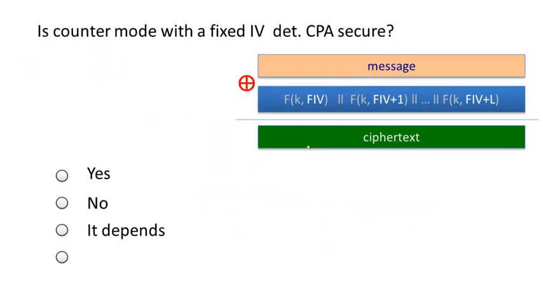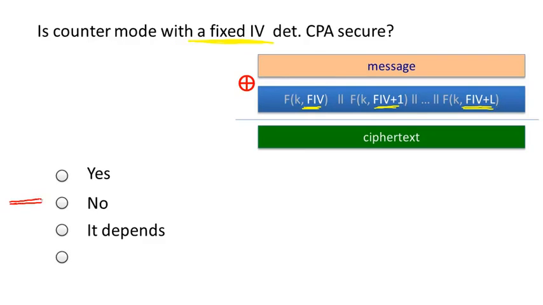And so let me ask you the same question about counter mode with a fixed IV. Is this going to be a deterministic CPA secure system or not? Here I'm reminding you what counter mode with a fixed IV is. Basically, we concatenate the fixed IV plus 1, up to fixed IV plus L. We encrypt all these counters, we concatenate the results, and we XOR with the message to get the ciphertext. So do you think this is going to be deterministic CPA secure?